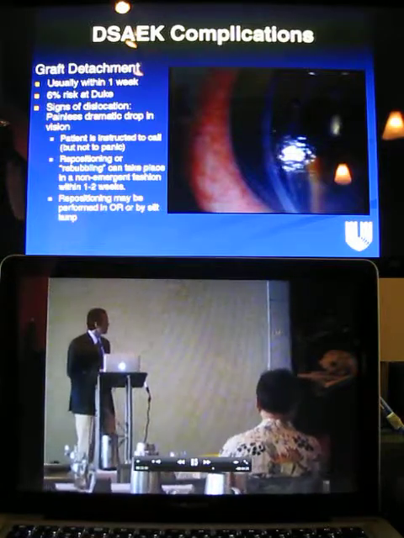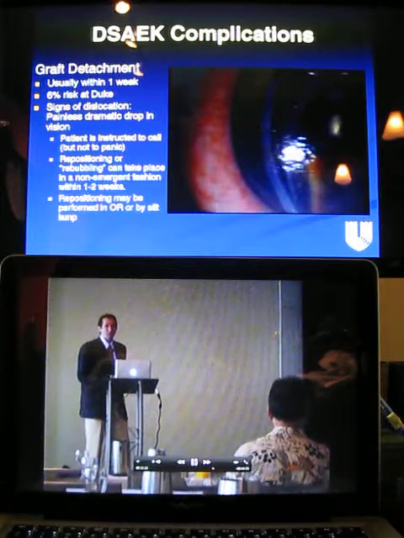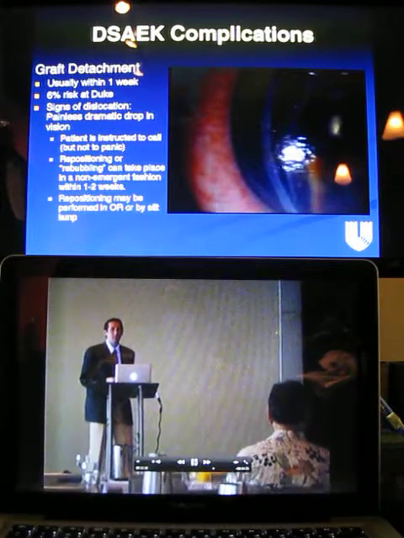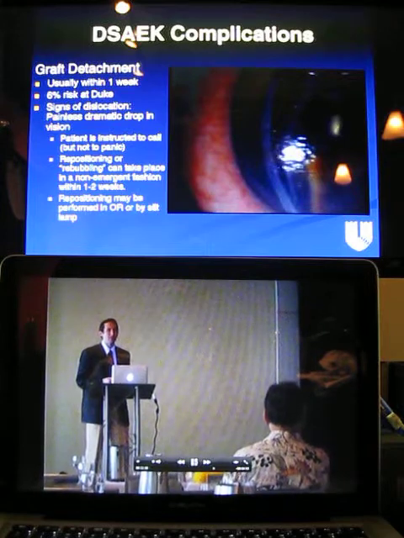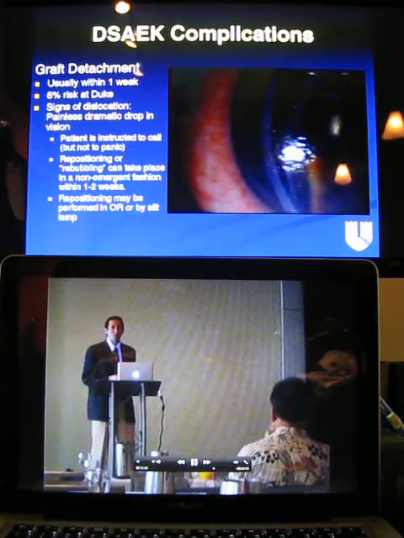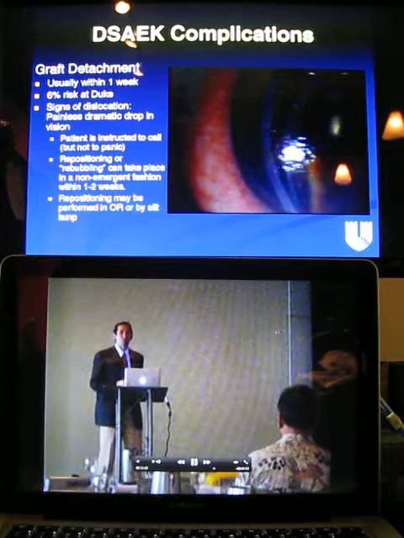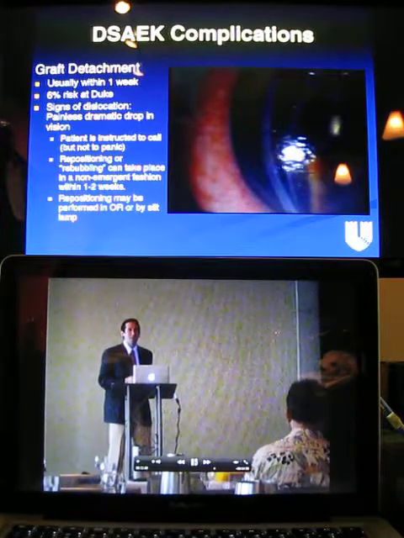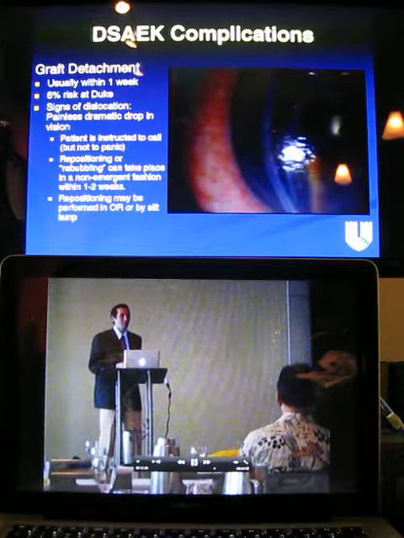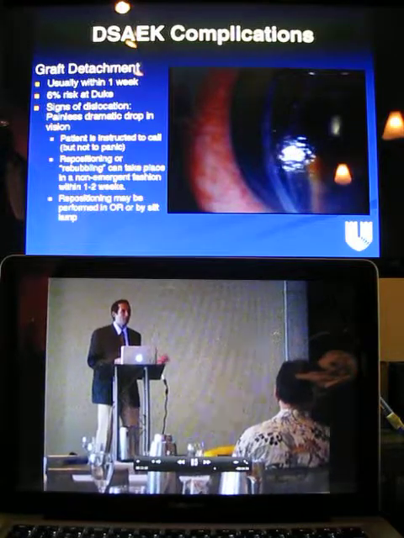show in this video. Patients are instructed, or are educated, about symptoms of a graft dislocation being a painless decrease in vision that's sudden, down to the hand motions range. If this occurs, they're asked to call us and set up an appointment and not to panic. This can be done non-emergently at the slit lamp or in the operating room.